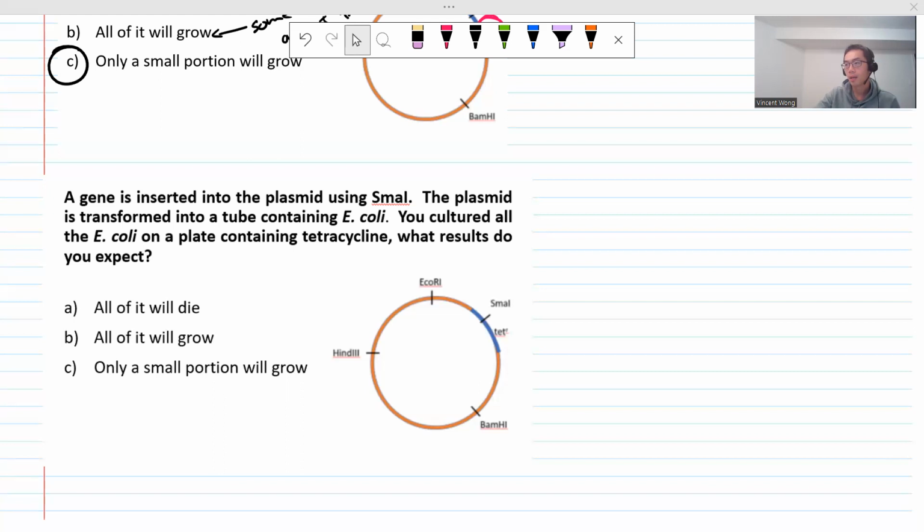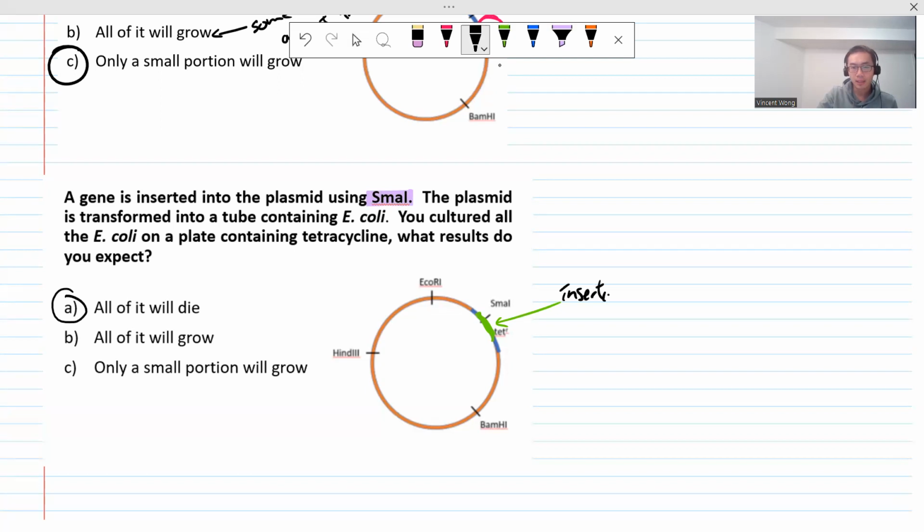Okay. Thank you for those who have participated. The correct answer is that they will all die. Here is why. We are inserting using SmaI, which means the gene is going to go right here, right? The map tells you that that's the insertion site if you use SmaI, right?